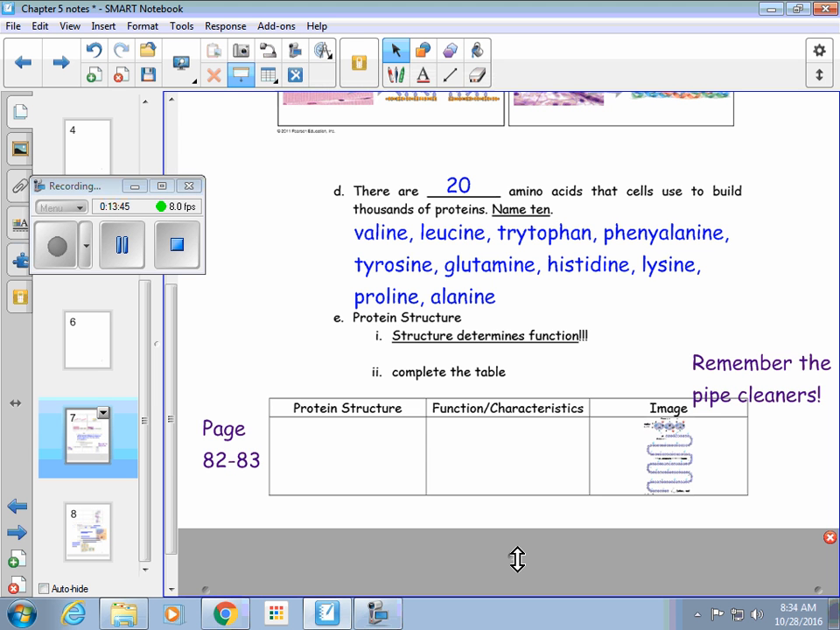And then to get a quaternary structure, remember what we did? We took that pipe cleaner and then you combined it with somebody else. And then we took all the pipe cleaners at your whole table and put them together in a big mosh pit of pipe cleaners, and that represented the quaternary structure.